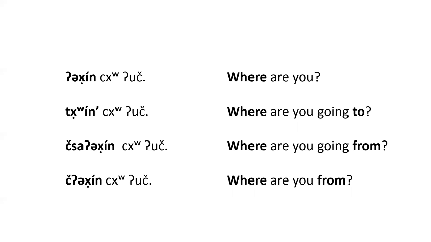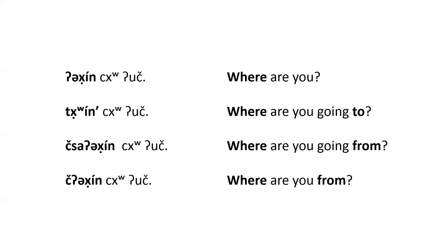The basic word for where is achein. This word is used to refer to being at a particular place, not moving towards or away from a place. To ask where someone or something is moving towards, you must use twain. This word comes from the combination of the TX raised W prefix and the root word achein.